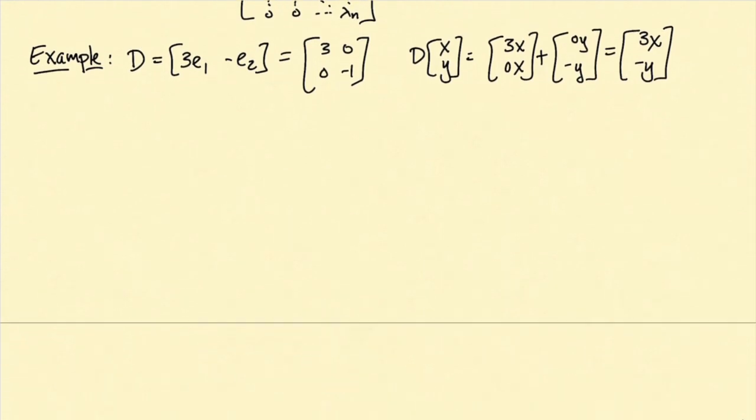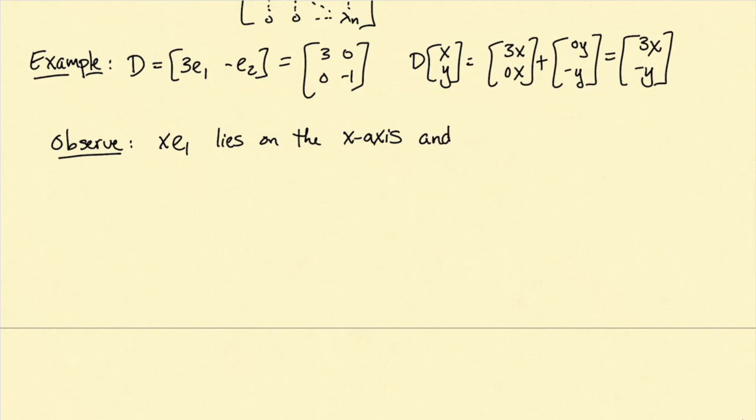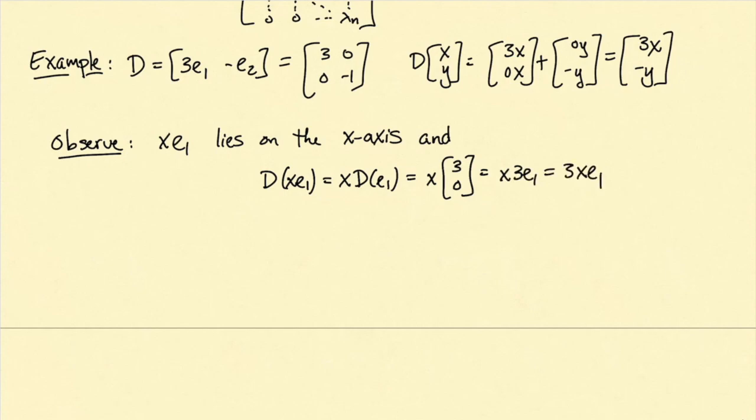Namely, if we take any vector that lies on the x-axis, we can write it as some scalar x times e1. When we multiply our vector x e1 by D on the left, we can use linearity to pull the scalar x through the product, and we recognize that D acting on e1 simply outputs the first column in the matrix. And so we see that any vector which lies on the x-axis is in fact an eigenvector for the matrix D, and its eigenvalue is 3.